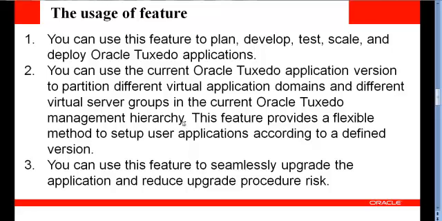You can use this feature to plan, develop, test, scale, and deploy Oracle Tuxedo applications. You can use the current Oracle Tuxedo application version to partition different virtual application domains and different virtual server groups in the current Oracle Tuxedo management hierarchy. This feature provides a flexible method to set up user applications according to a defined version. You can use this feature to seamlessly upgrade the application and reduce upgrade procedure risk.